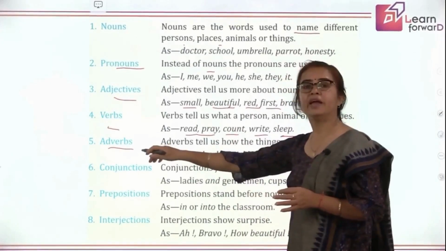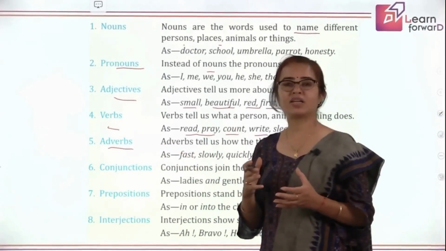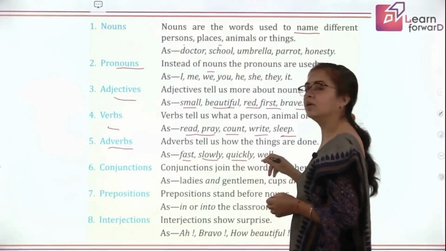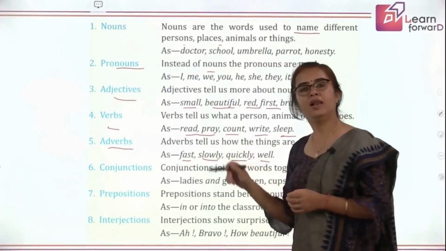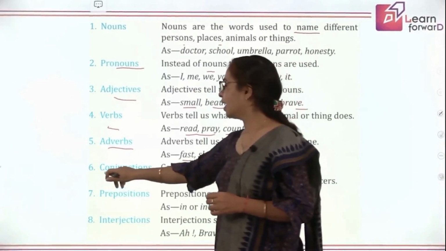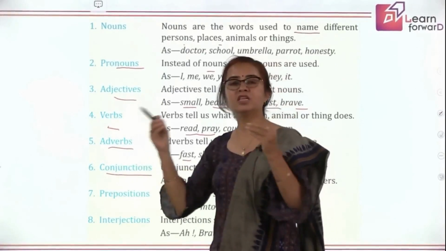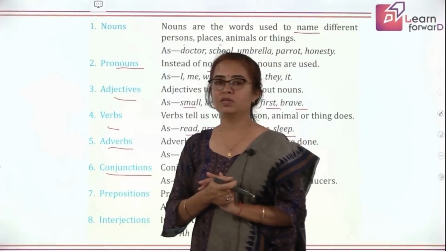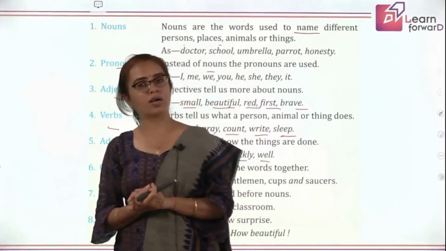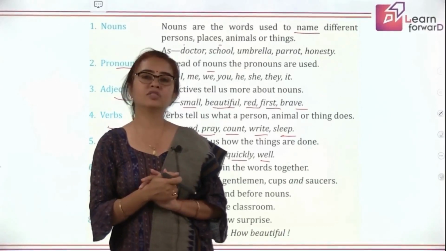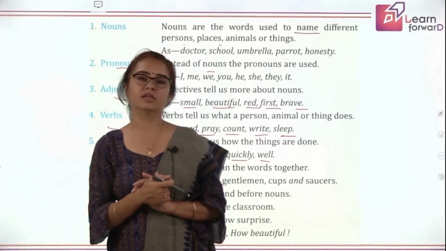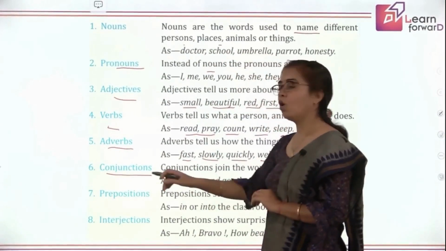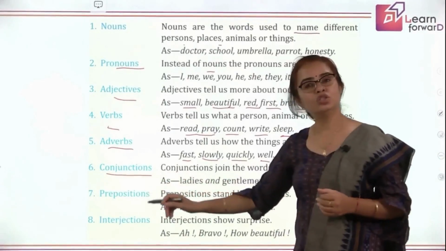So these are adverbs. How do you run? Fast, right? So these are fast, slowly, quickly, well. These are all adverbs. Next is conjunctions. Conjunctions means to join. So these are called the joining words. And, or, but, because. When you give a reason, you say because. As, you say so. So these are all conjunctions. They are the joining words.